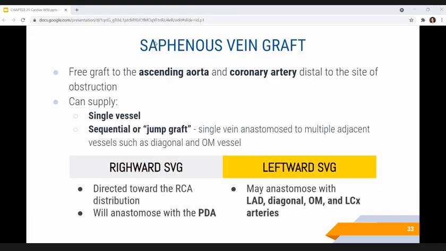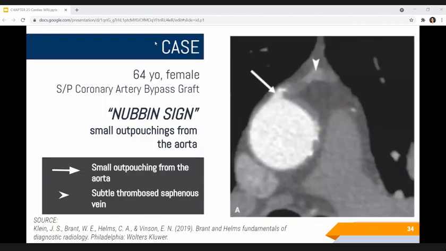Saphenous vein graft is attached as a free graft to the ascending aorta and coronary artery distal to the site of obstruction. While an SVG can supply a single vessel, it can also serve as a sequential or jump graft. A rightward directed SVG usually is toward the RCA distribution and will anastomose with the PDA, while the leftward directed SVG can anastomose with various vessels.